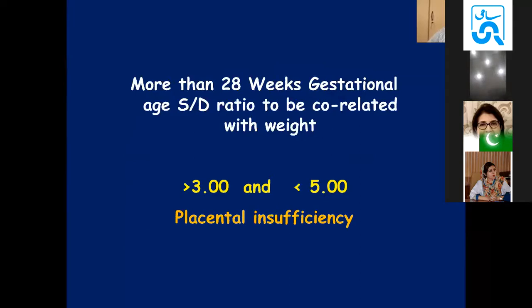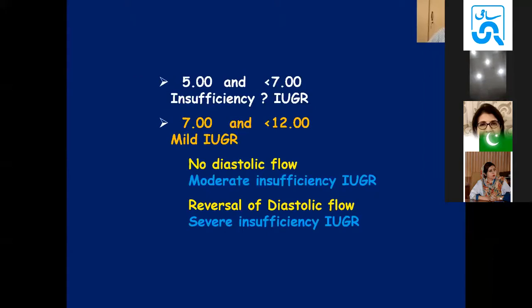More than 28 weeks gestational age, SD ratio is always to be correlated with the weight, which is calculated by, of course, AC, abdominal circumference. So more than 3, less than 5, we report placental insufficiency. We don't write IUGR. Why? Because if the cord is around the neck, it will cause resistance. So I might write IUGR, and the next day I do the ultrasound, the cord has come out, and there is no IUGR. So this doesn't happen if you control yourself by writing placental insufficiency.